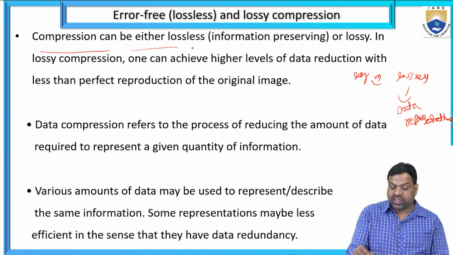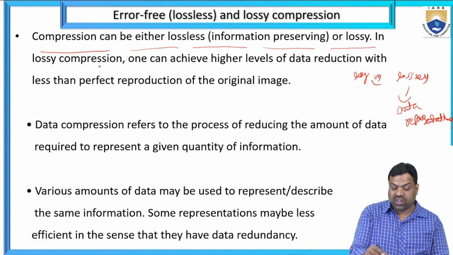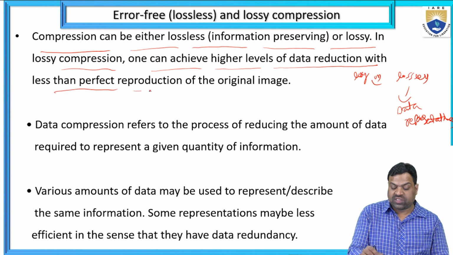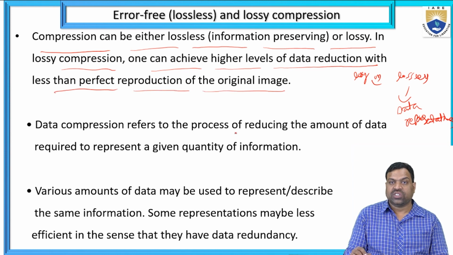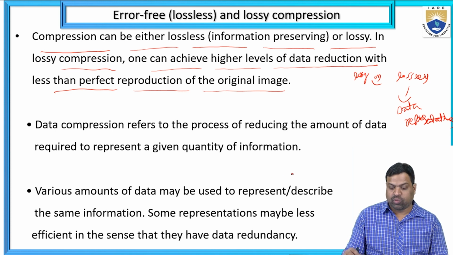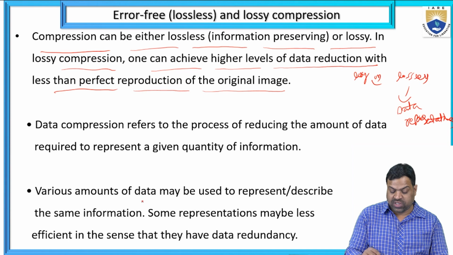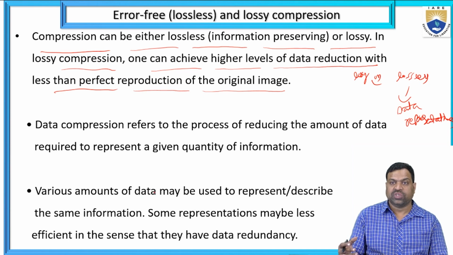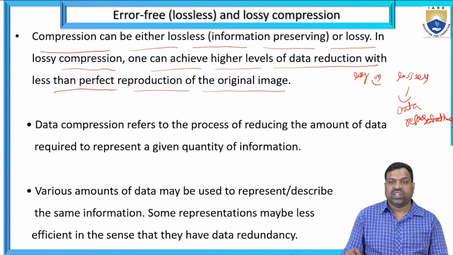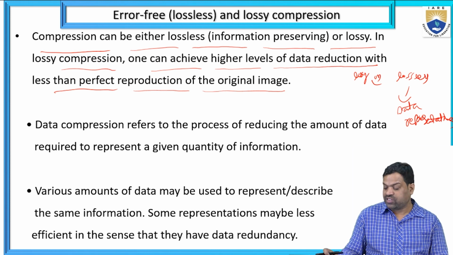These compressions can be either lossless, information preserving, or lossy. In lossy compression, one can achieve higher levels of data reduction with less than perfect reproduction of the original image. Data compression refers to the process of reducing the amount of data required to represent a given quantity of information. There are different types of data representations that can be used to represent or describe the same information. Some representations may be less efficient in the sense that they have data redundancy.